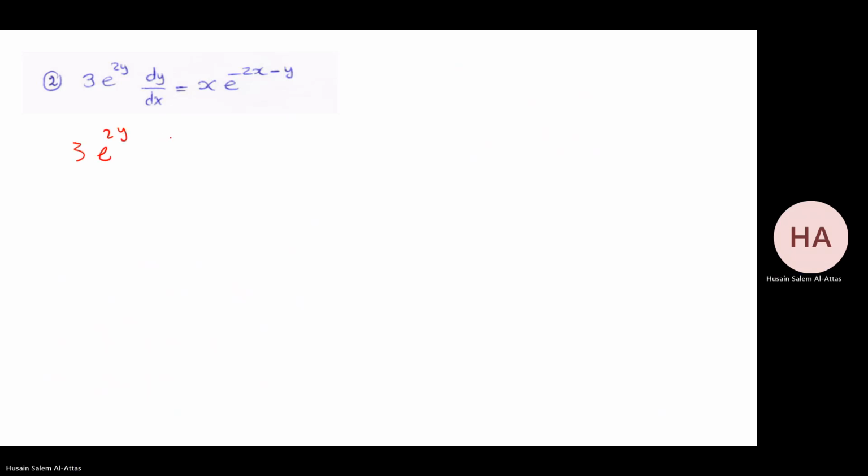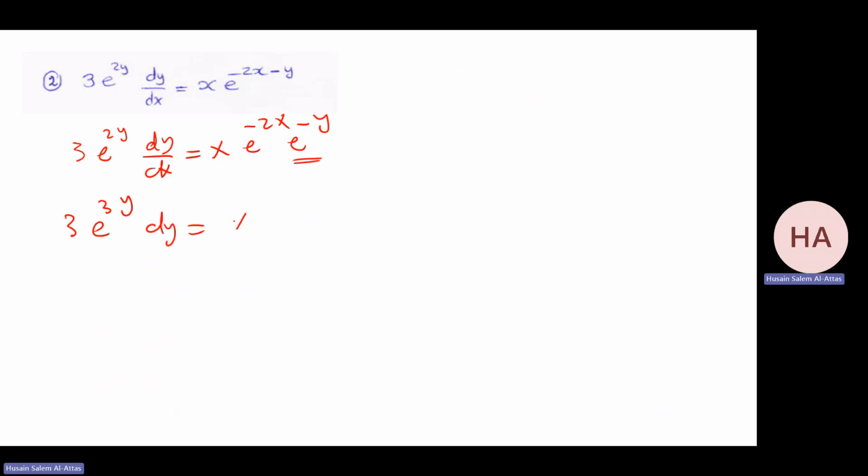This one: 3e to the 2y dy over dx equal x e to the minus y minus 2x e to the minus y. Multiply by e to the y, so I have 3e to the 3y dy, I get rid of this, equal x minus 2x dx. Now it's separable, just what I need.